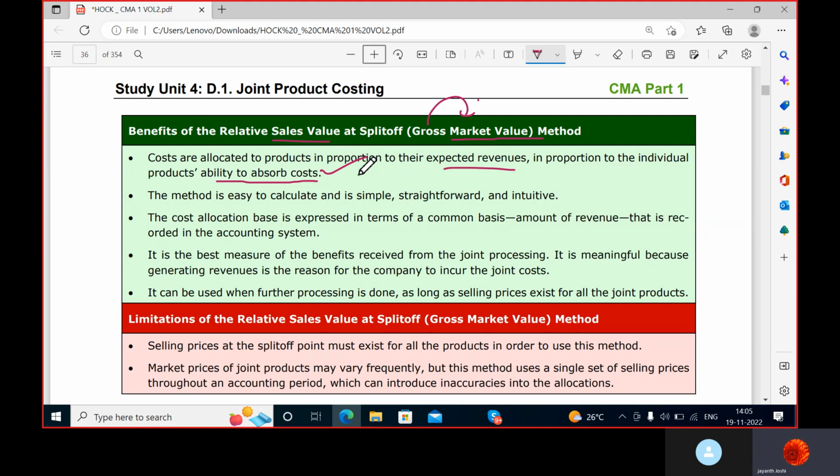That's why the method is easy to calculate, simple, straightforward and intuitive. Cost allocation base is expressed in terms of a common basis, the amount of revenue that is recorded in the accounting system. Very simple. What you are recording as revenue in your books is what you are using to allocate the cost. It is the best measure of benefits received from joint processing. It is meaningful because generating revenues is the reason for the company to incur joint cost.